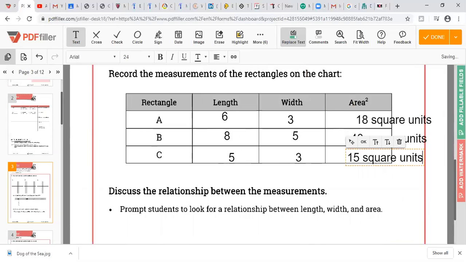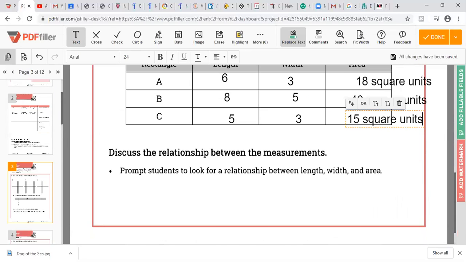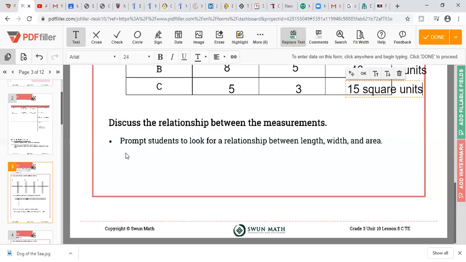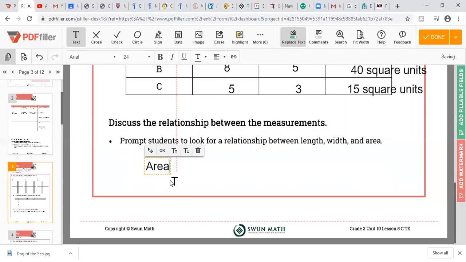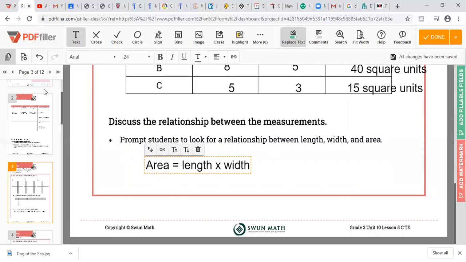So down below, when you get your page, it's going to ask you what is the formula or how are the length and the width related. So we know that area is equal to length times width. Okay. All right, let's look at the next one.